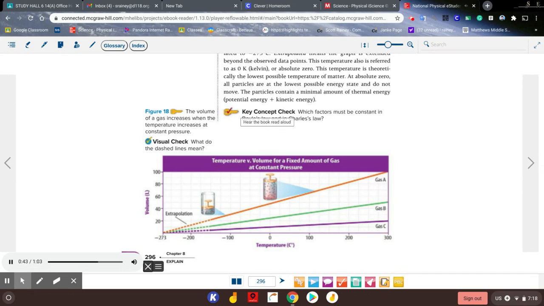At absolute zero, all particles are at the lowest possible energy state and do not move. The particles contain a minimal amount of thermal energy, potential energy plus kinetic energy. Key concept check. Which factors must be constant in Boyle's law and in Charles's law?